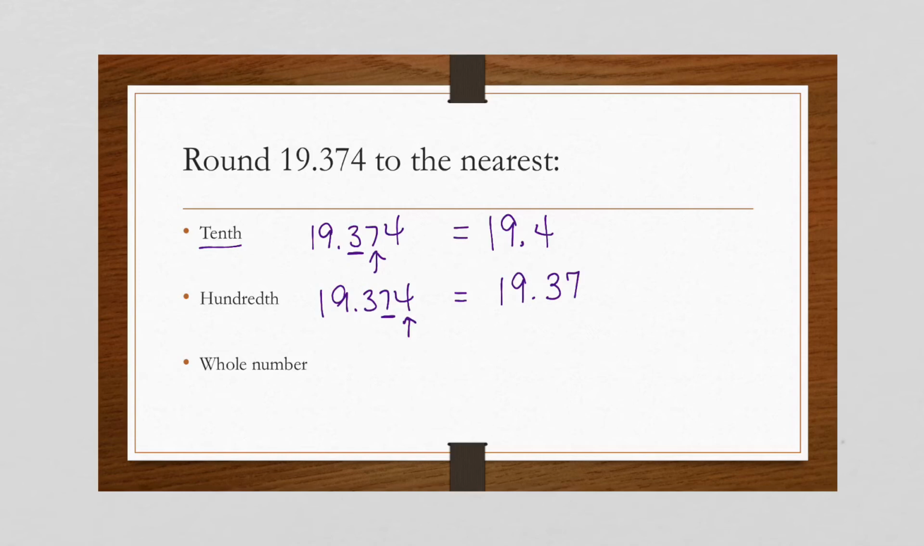So now if I'm rounding to the nearest whole number, so again, I go back to my original number, I'm underlining my whole number, and I look at the number immediately to the right. It is not 5 or greater, so I don't have to round up, so my answer is simply 19.